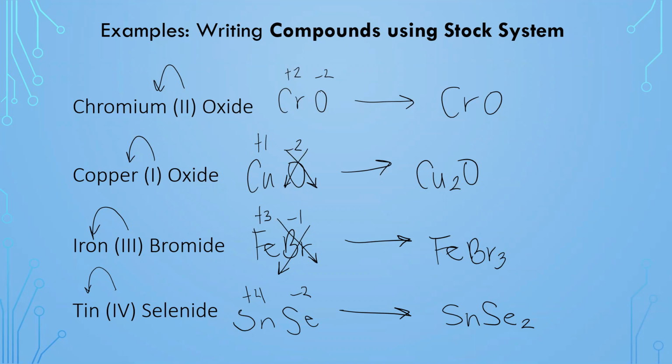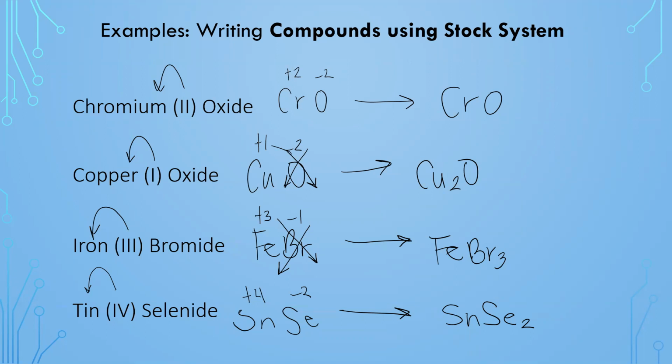Copper 1 oxide. Copper Cu has a Roman numeral 1, giving it a +1 charge. Oxygen is a -2. So I crisscross, and this looks like it's coming from the 2, but it's coming from the 1. So my final answer is Cu2O. Third one, iron 3 bromide, Fe iron, has a charge of +3, given by the Roman numeral of 3. Bromine, bromide, has a charge of -1. They don't cancel, so I crisscross them. My final answer is FeBr3.